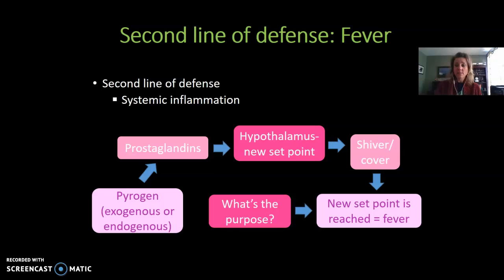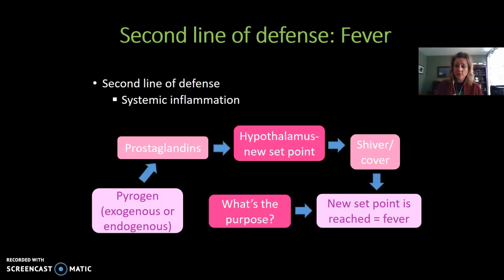So what that means is that when there are prostaglandins that are found in the bloodstream, then the neurons in the hypothalamus stimulate the hypothalamus to raise our internal temperature from normal 98.6 degrees Fahrenheit or 37 degrees Celsius to raise it up to a higher level. So when the hypothalamus says, okay, body, your new temperature that you need to maintain is now 100.3 instead of 98.6.